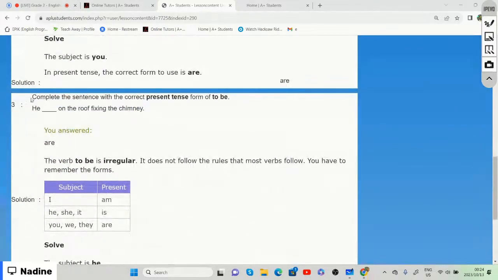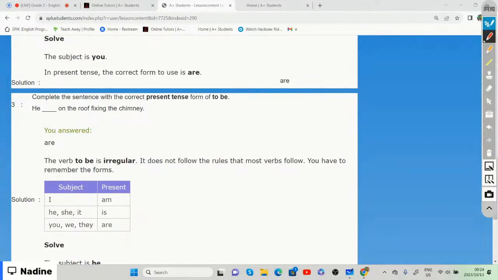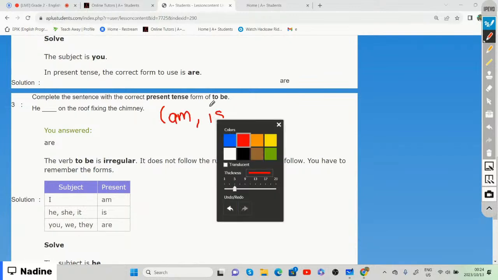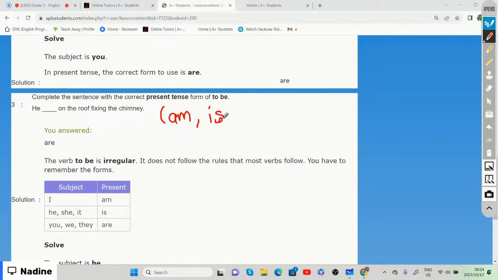All right. He is our subject, right? And we are going to choose one of these present tense forms of to be, which is either am, is, or are, right? One of these words in order to complete our sentence.